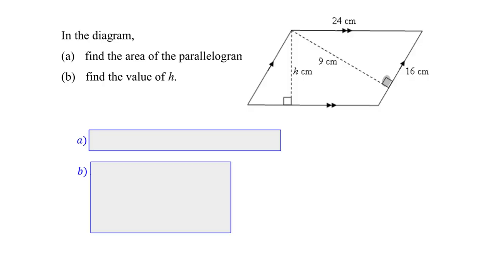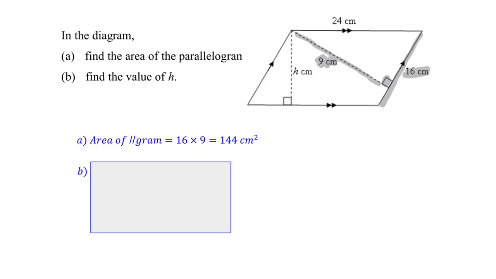And so I'm going to choose 16 and 9. 16 times 9. That will give me the area. 144 cm square.